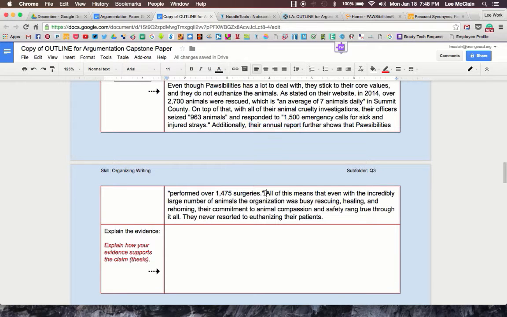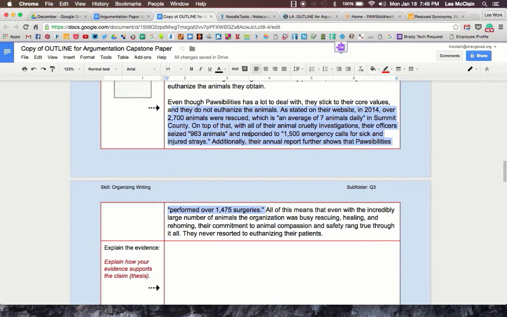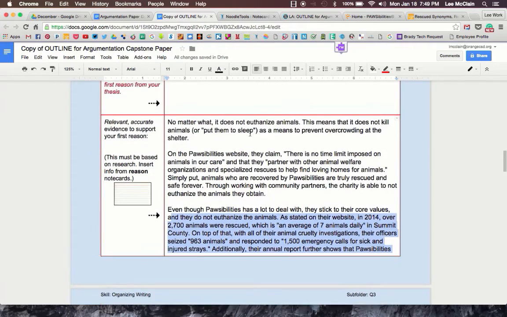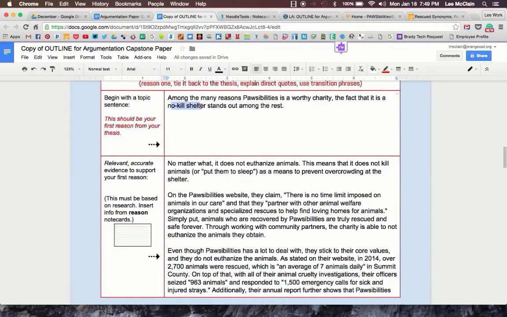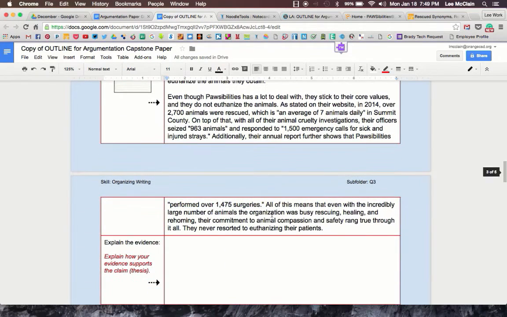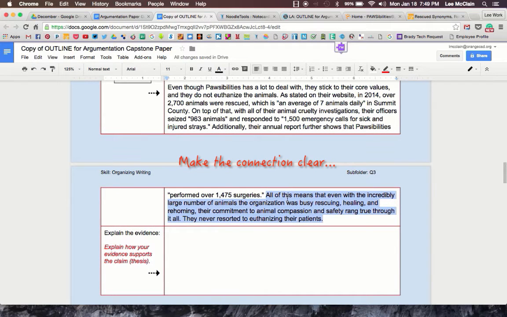And now, what I've just done is I've listed all this stuff about how busy they were, all these animals they were rescuing. Isn't my paragraph supposed to be about how they are a no-kill shelter and they don't euthanize animals? Why would I be listing all of this stuff that shows how busy the charity was? Well, I explain myself right here. If I did that naturally on my note card; if you didn't, make sure you take time to do this right now in the outline.